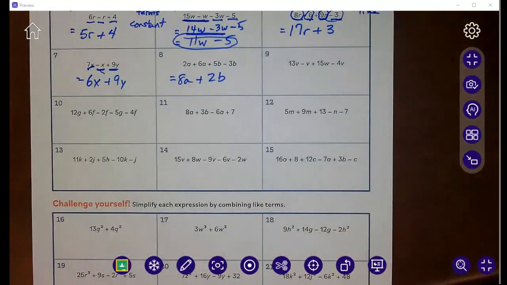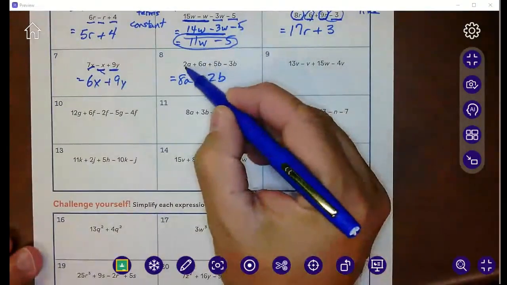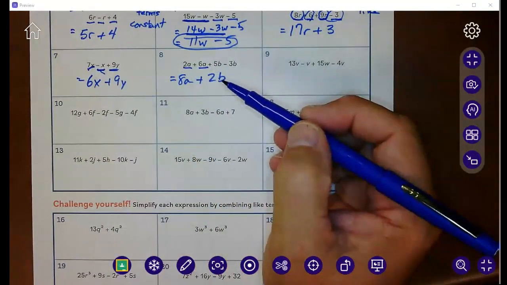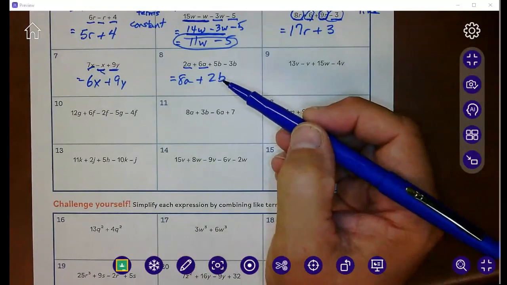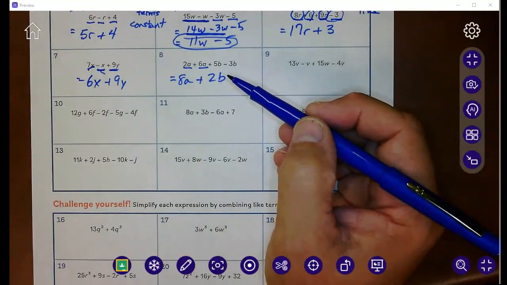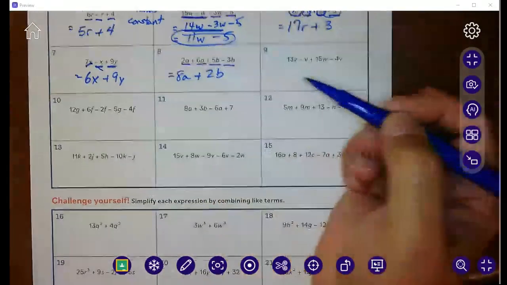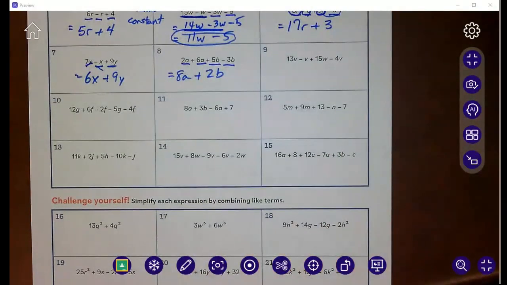Thank you. So he took 2a and 6a. Those two are like terms because they have the same variable to the same power. Put those together and got 8a. Then he took 5b and -3b. Both of those are like terms because they have the same variable to the same power. Put those together and got 2b.